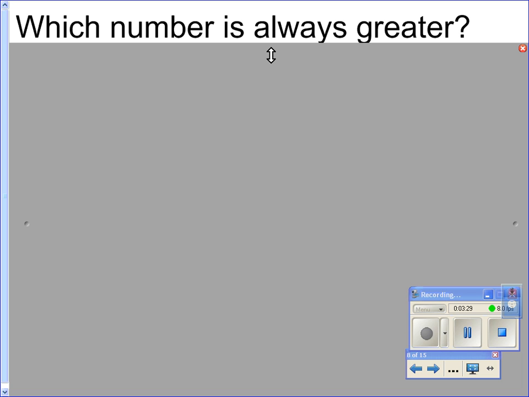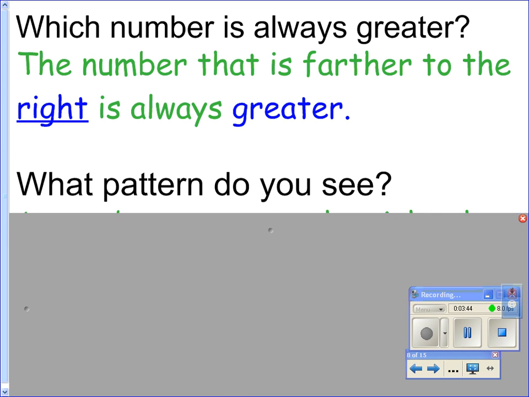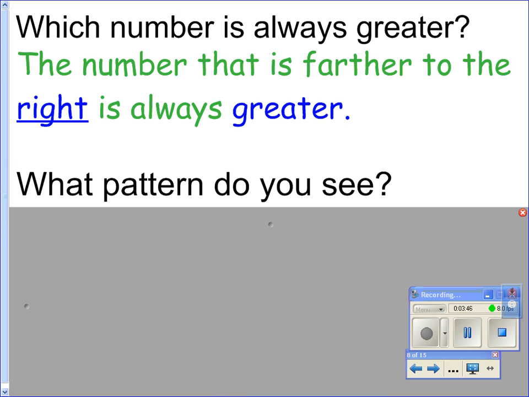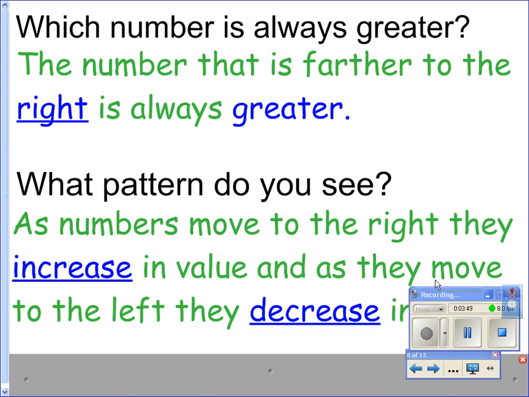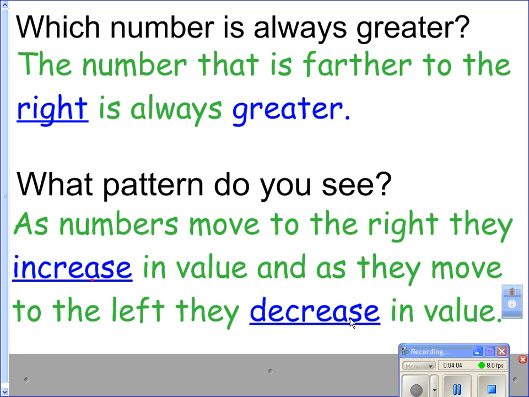One more. It says, which number is always greater? Just from those examples that we did. The number that is farther to the right is always going to be greater. What patterns do we see? As the numbers move to the right, they increase in value, and as they move to the left, they decrease in value. So those could go on your circle graph also. Increase would go on positive, decrease would go on negative.